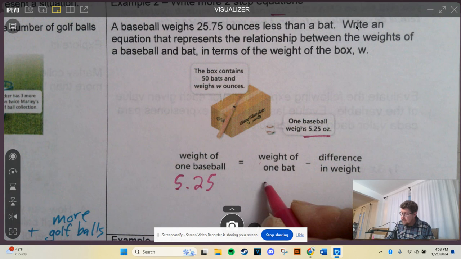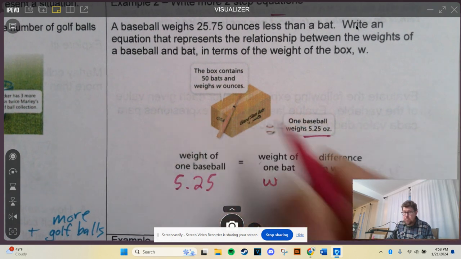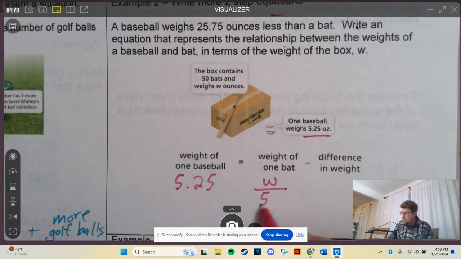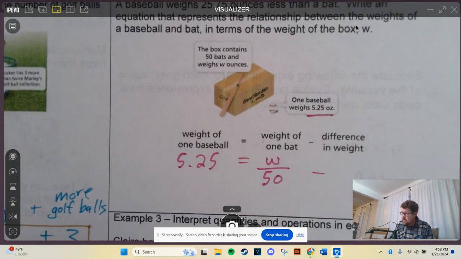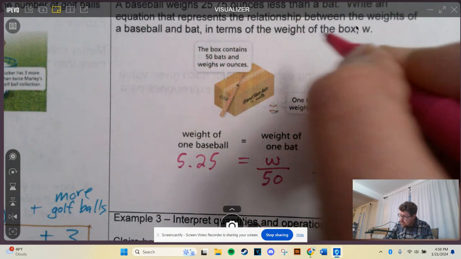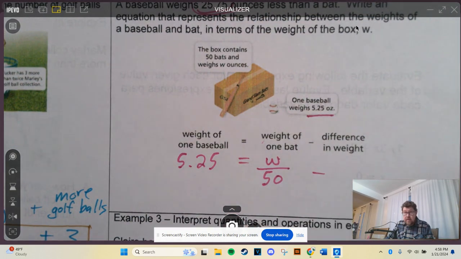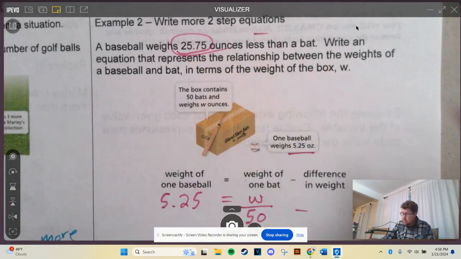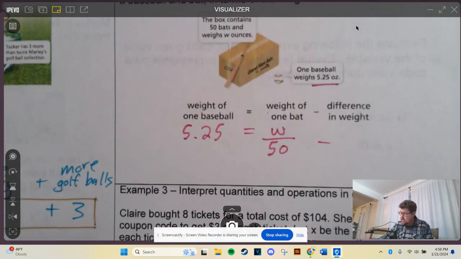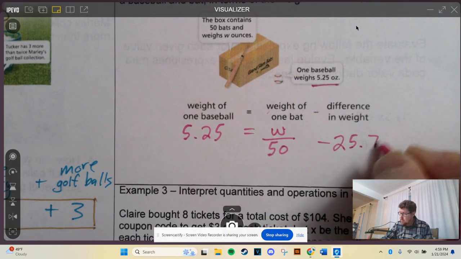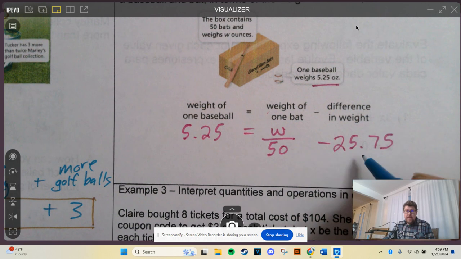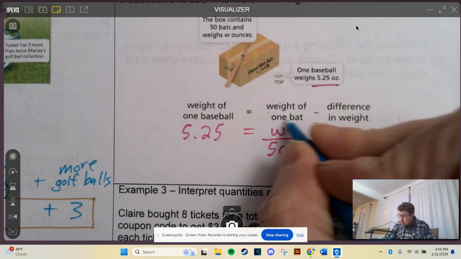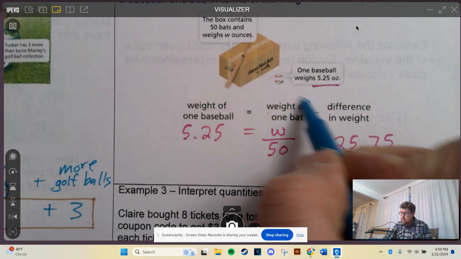So the weight of one bat is actually the total of that box, which is that W, divided by the number of bats in it, right? So that's W divided by 50. And then you subtract the difference in weight, which in this case is that 25.75 from the problem right there. Shift that up like so. So that's how we would write that equation. The weight of one baseball is equal to basically one bat minus 25.75. This W over 50 represents the weight of one bat, which clearly says that right there.